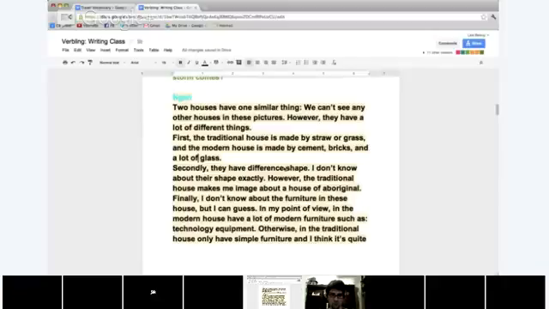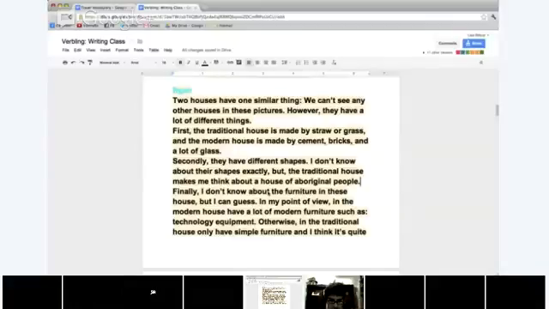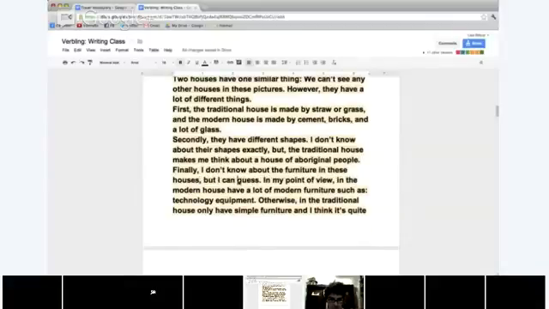Secondly, they have different shapes. I don't know about their shapes exactly. Let's see. I would just say, but the traditional house makes me imagine, or makes me think about a house of Aboriginal, and we would say people. Finally, I don't know about the furniture in these houses, but I would say, make a guess.